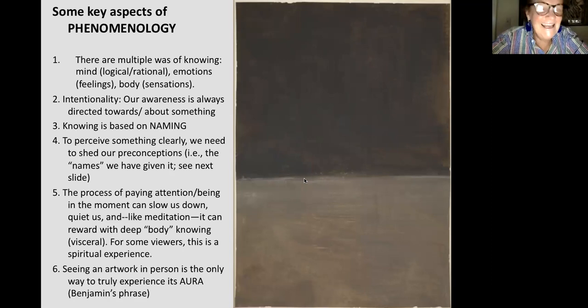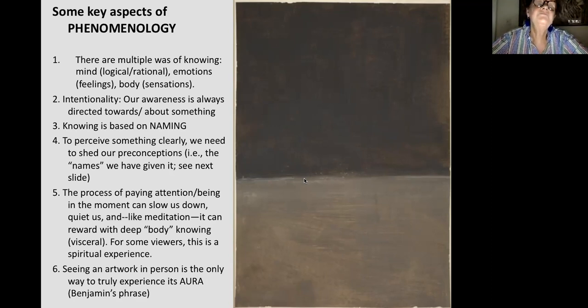All right. Number 1, here are 6 key aspects of phenomenology. First of all, and this is really fundamental, there are multiple ways of knowing. You can know something in your logical, rational mind. You can know something with your emotions and feelings. And you can know something from your body through sensations. These are all different kinds of knowing.